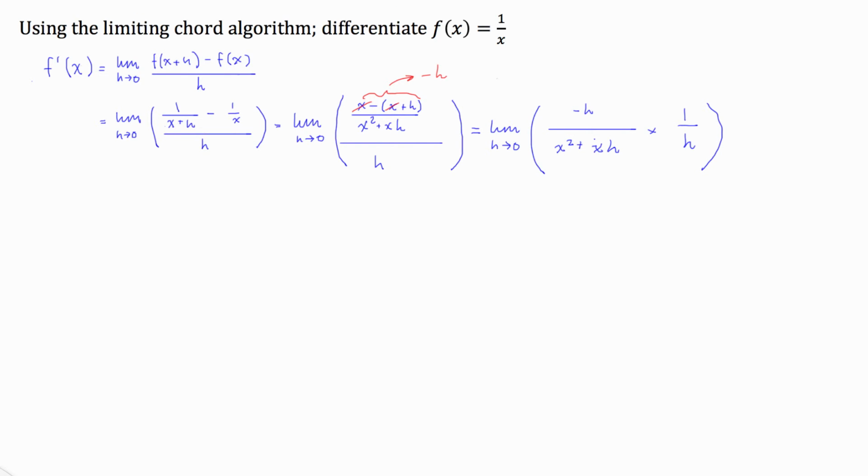Cool. So what you're hopefully going to see is that because we're multiplying this function with negative h in the numerator by another function with h in the denominator, these h's will cancel each other out, leaving negative 1 in the numerator. And so what we're left with is this is going to yield the limit as h approaches 0 of negative 1 over x squared plus xh.